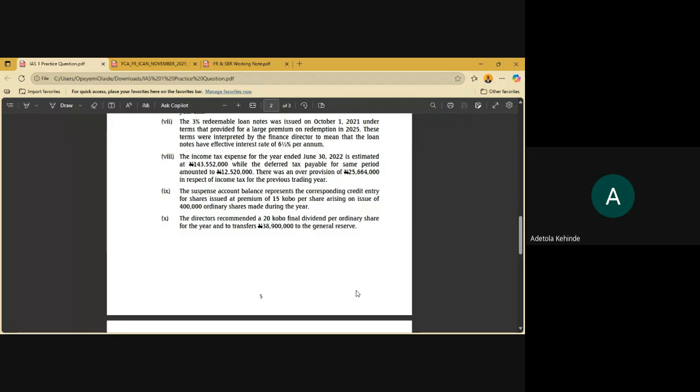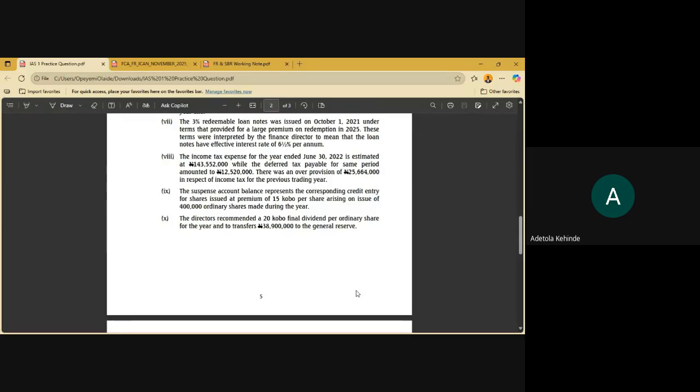The income tax expense for the year ended June 30th, 2022 is estimated at 143,552,000, while the deferred tax payable for same period amounted to 12,520,000. There was an overprovision of 25,664,000 in respect of income tax for the previous trading year. The surplus account balance represents the corresponding credit entry for shares issued as premium of 15 kobo per share, arising on issue of 400,000 ordinary shares made during the year. The directors recommend a 20 kobo final dividend per ordinary share for the year and to transfer 38,900,000 to general reserve.